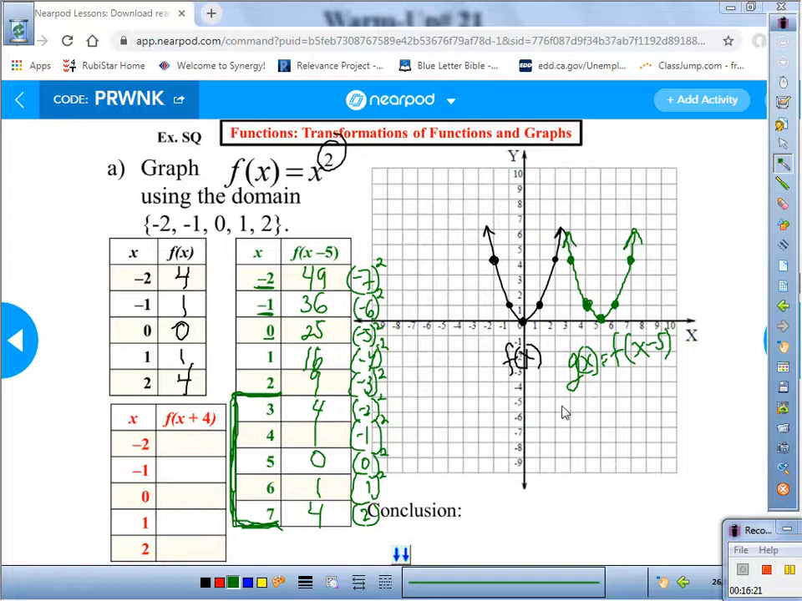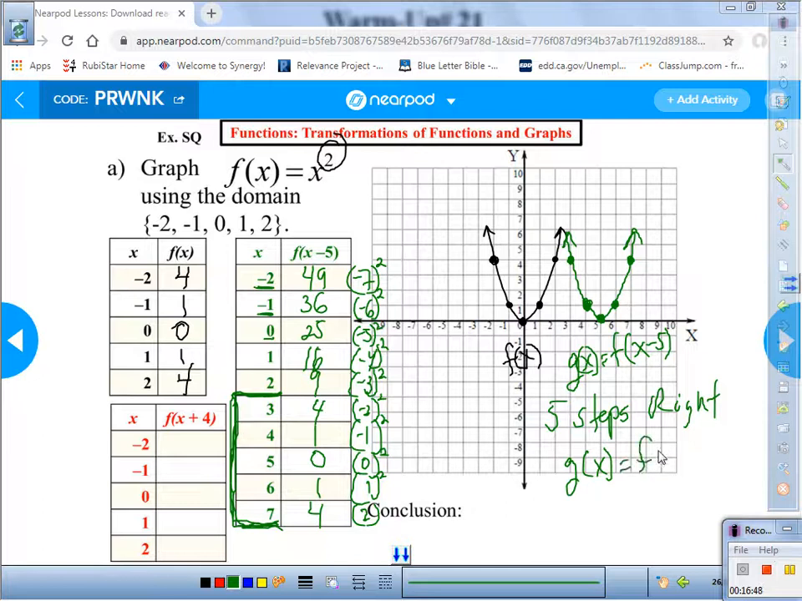Jake, what would you say? 5 steps right. Hands up if you agree with that. Okay, what if I said, now go back to your original spot, so they go back, there it is, and I gave you g of x equals f of x minus 10. Tell your neighbor what you would yell from the bleachers to do for the new one. Everyone: 10 steps right. And so on and so forth.